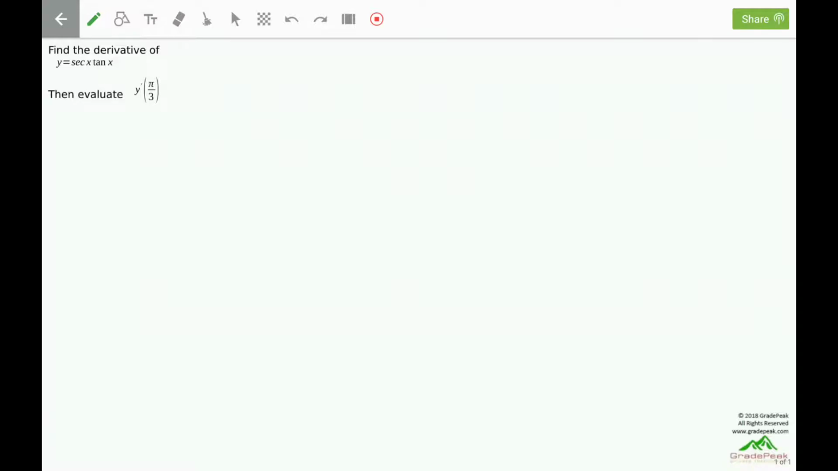Find the derivative of y equals secant x tangent x, then evaluate y prime of pi over 3. Y here is the product of two expressions, the secant x times the tangent x. The derivative, y prime, which can also be called dy dx, will follow the product rule.